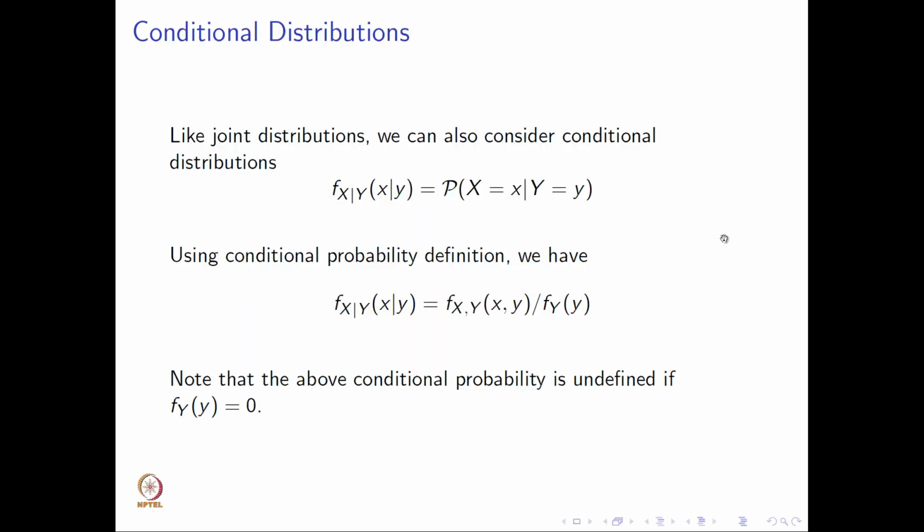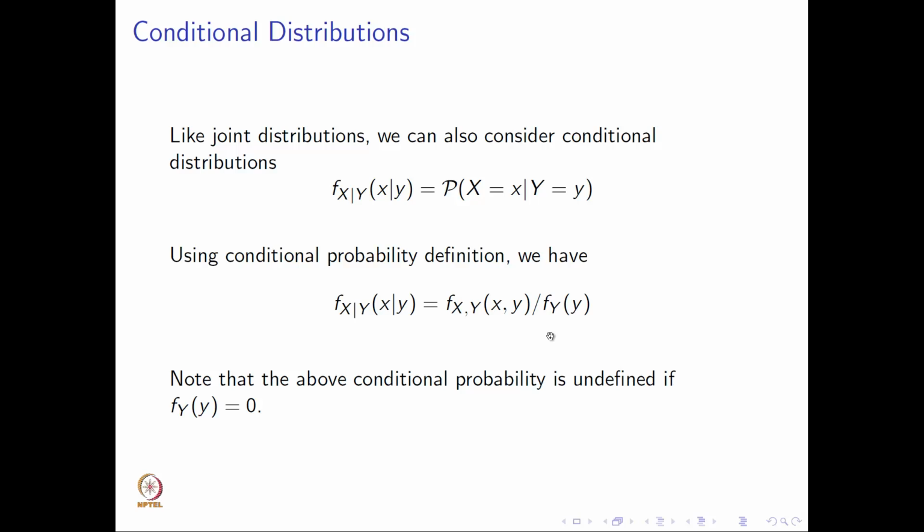Like joint distributions, we can also consider conditional distributions. For example, here we have the conditional distribution f_{X|Y}, which is the probability that the random variable x will take on some value small x, given that the random variable y has been observed to take on a specific value small y.